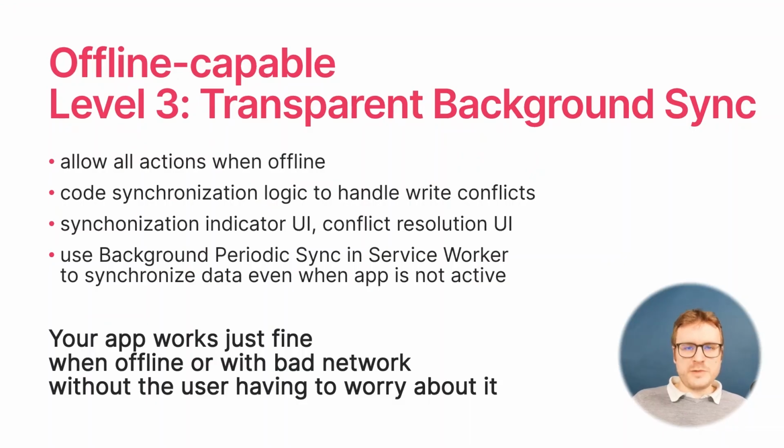So there is one more level for offline capabilities. The level 3 is what I call transparent background synchronization, and this one is not easy, but it's the most impressive one, I think. Basically, the limitation that we had with level 2 is that we are not able to edit stale data. We need to wait for the network connection to be retrieved and for all the stale data to be validated on the server side before being able to modify and work on this data. This limitation is going away with level 3. We are basically allowing all the actions that the user can do on a web application when offline.